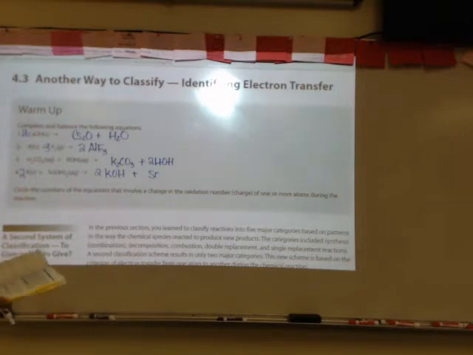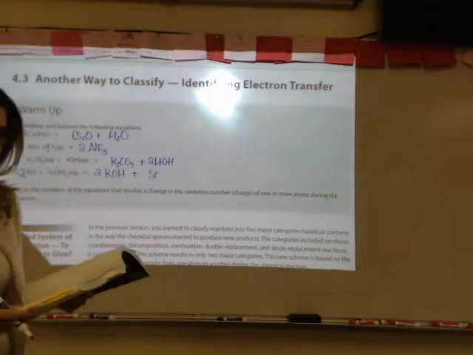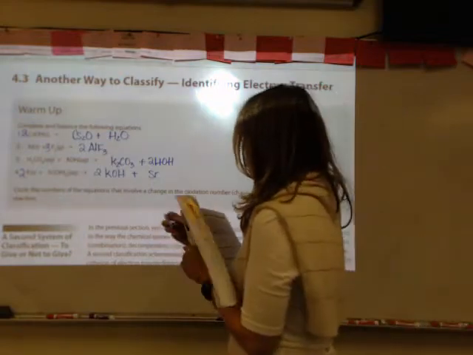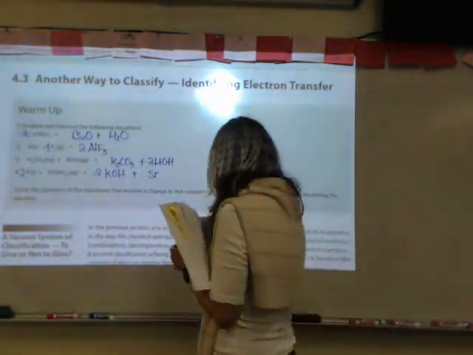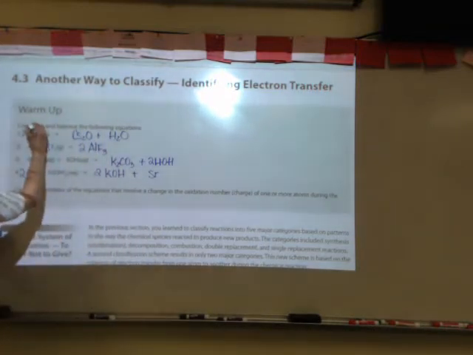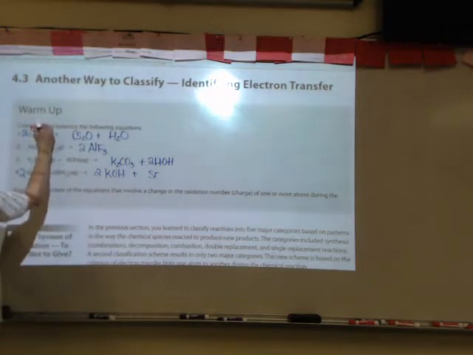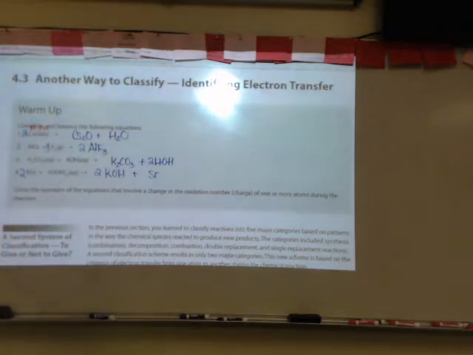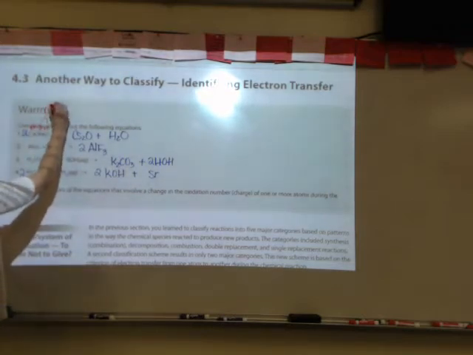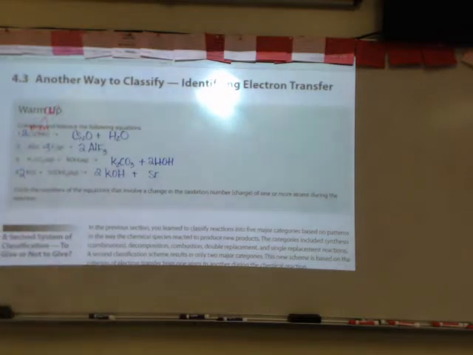Okay, now they want to know which equations involve a change in oxidation number, which would mean a change in charge of one or more atoms during the reaction. So I'm going to do this in a different color. If I'm looking at cesium hydroxide, cesium has a +1, oxygen is a -2, hydrogen is a +1. Because the -2 on the oxygen and the +1 on the hydrogen add up to a -1, which gives you the OH polyatomic ion with a -1 charge on it.